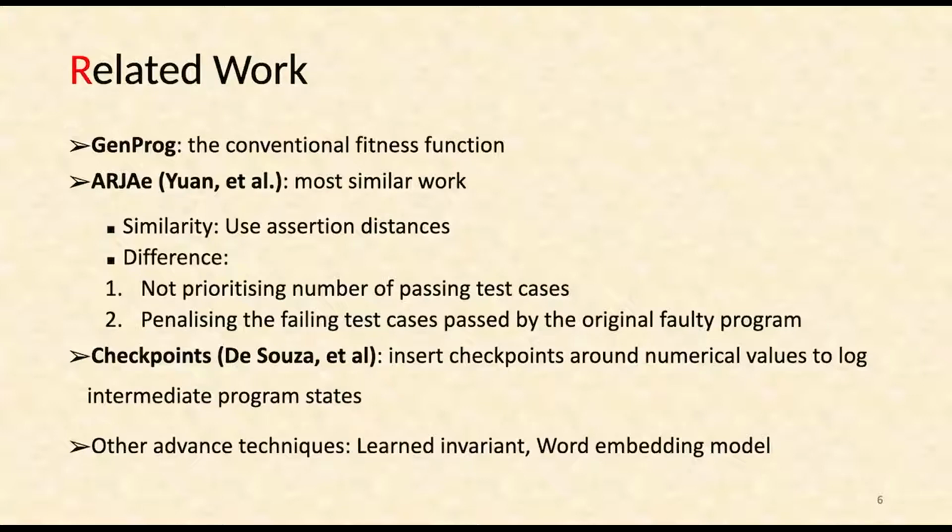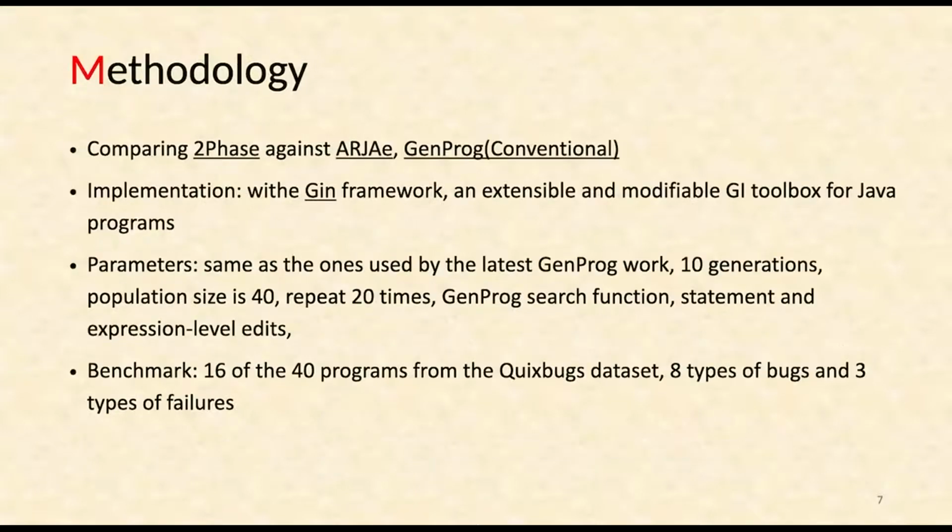Another work inserts checkpoints around numeric values to log the intermediate program states. And some other fitness functions have used advanced technologies like a learned environment and word embedding models. In this research, we compare the two-phase fitness function against the ARJAe and the GenProg fitness functions.